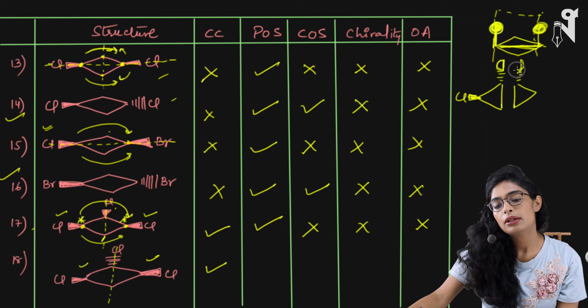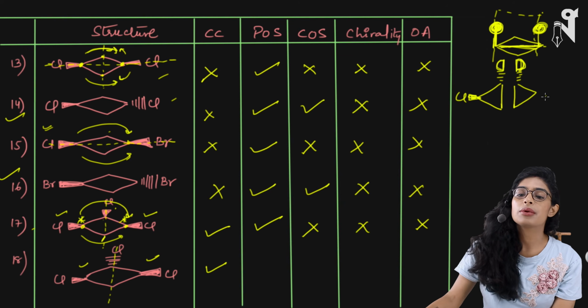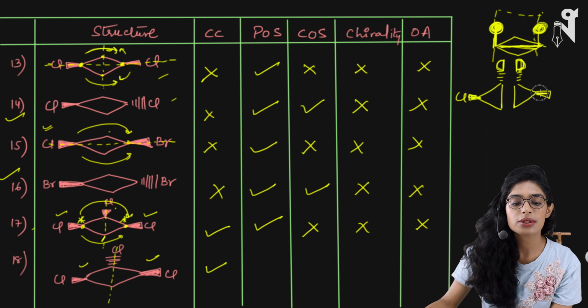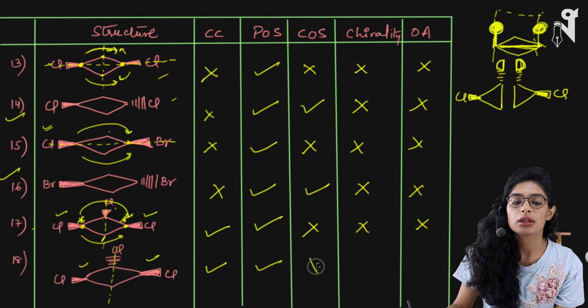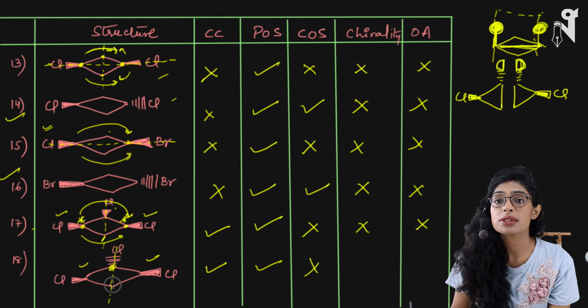And then another chlorine on this side. So these are mirror images of each other, right? So this possesses POS. Yes. COS? No, again not, because this chlorine doesn't have the opposite chlorine, a chlorine in the equal and opposite direction.